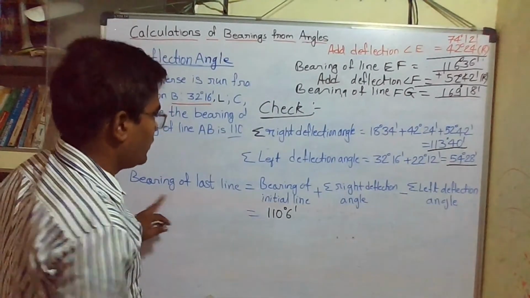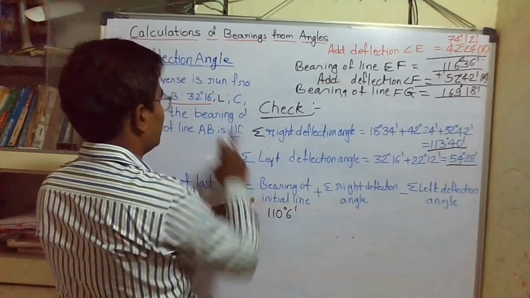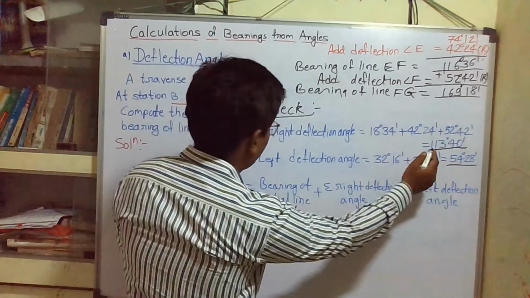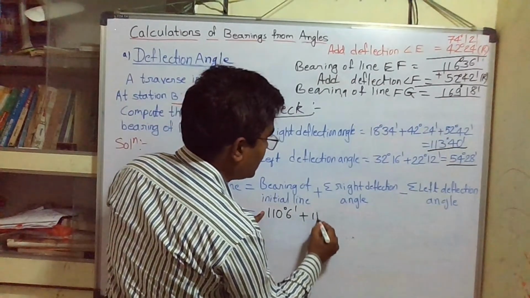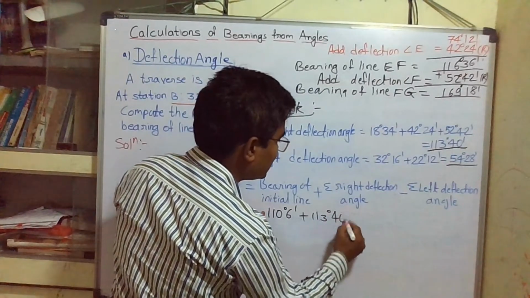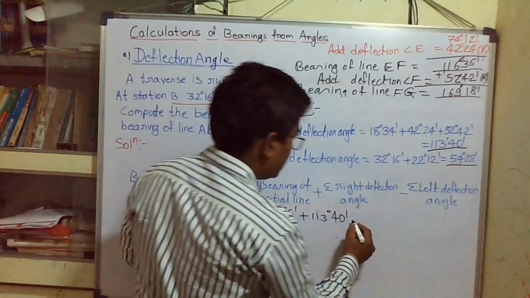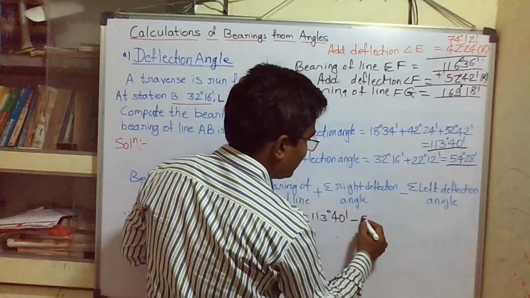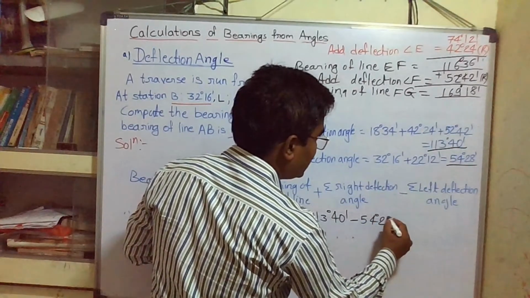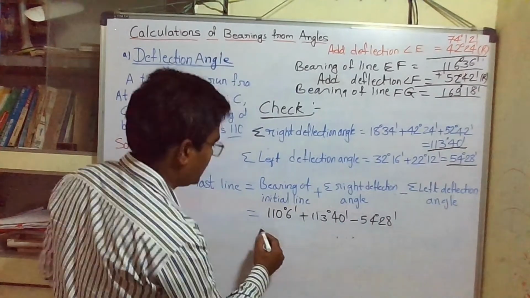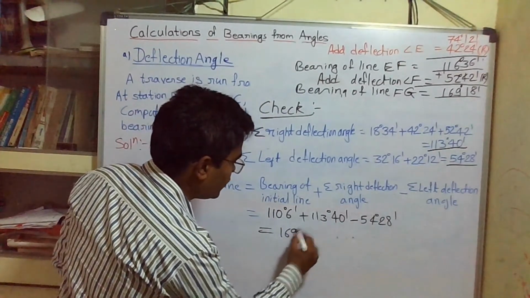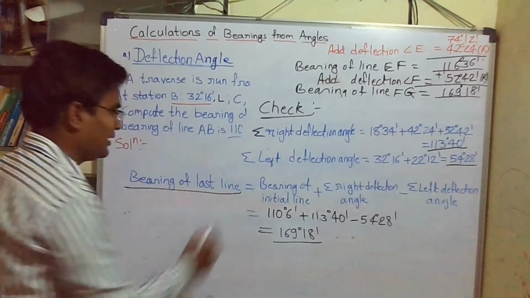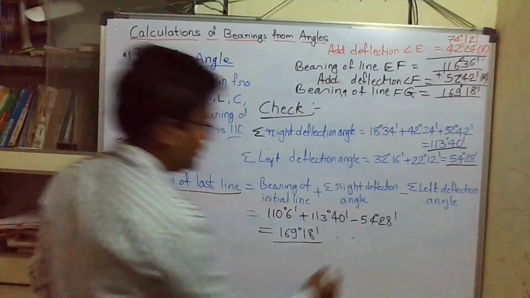So for the check, what is the bearing of the initial line? The bearing of line AB is 110 degree and 6 minutes, plus the sum of right hand deflection, 113 degree 40 minutes, and we deduct the sum of left hand deflection, which is 54 degree and 28 minutes. If we add it all up, we get 169 degree and 18 minutes. This is nothing but the bearing of the last line. So this is the check.